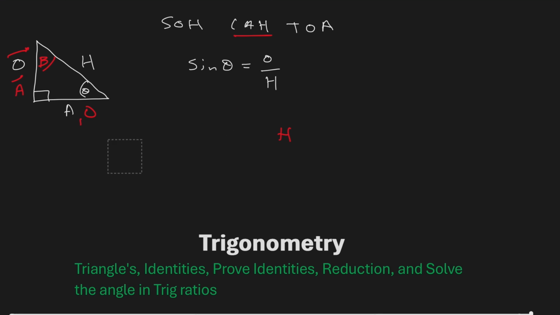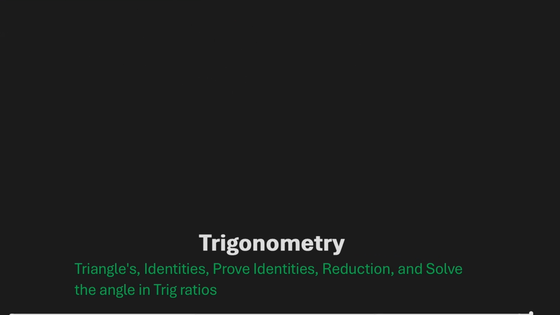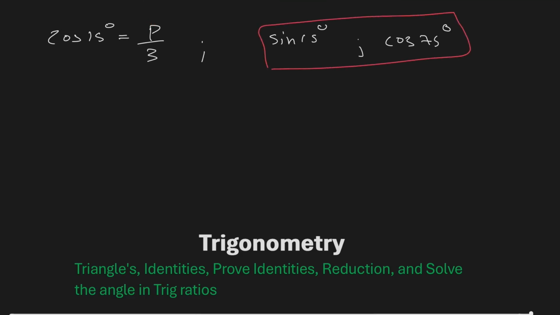Now you're going to be given a question, let's say you have cos of 15 degrees being equivalent to P over 3. The question will say, can you determine sine of 15 degrees, and also cos of 75 degrees in terms of P? So how can you determine the following from what is given to you?